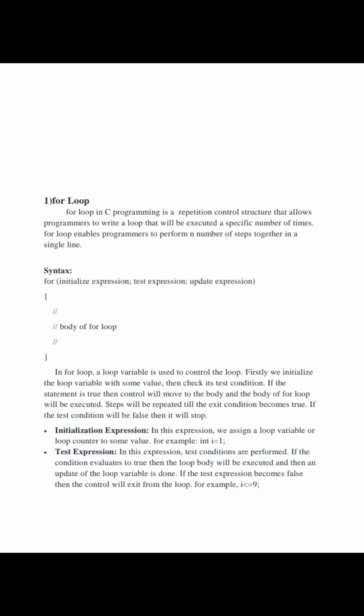For loop in C programming is a repetition control structure that allows programmers to write a loop that will be executed a specific number of times. For loops enable programmers to perform n number of steps together in a single line. It can reduce the length of the program. Syntax: for (initialization expression; test expression; update expression) { body of for loop }.